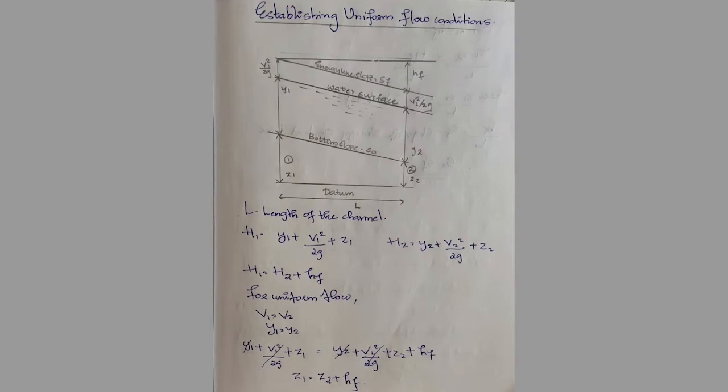H1 is equal to H2 plus HF. Here HF is the loss due to friction. We know that for uniform flow, the velocity of flow and depth of flow will be same throughout the length. So that here V1 is equal to V2 and Y1 is equal to Y2. So the equation becomes Z1 is equal to Z2 plus HF. We can write it as HF is equal to Z1 minus Z2.